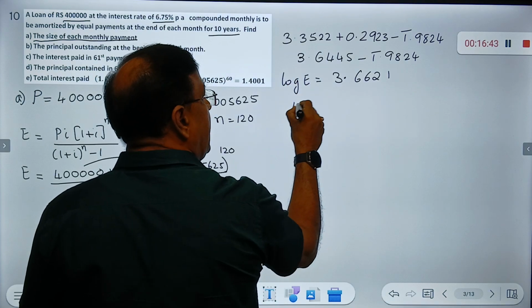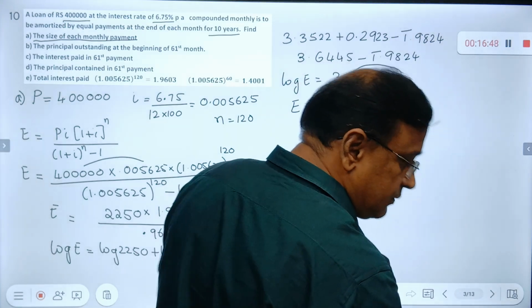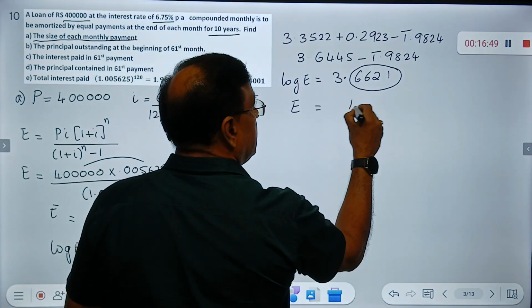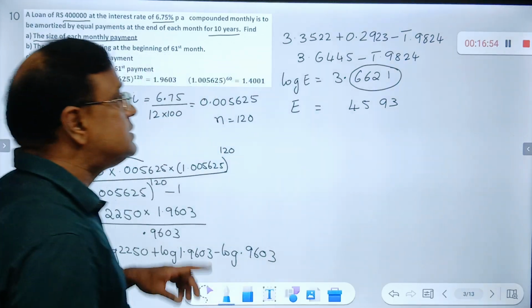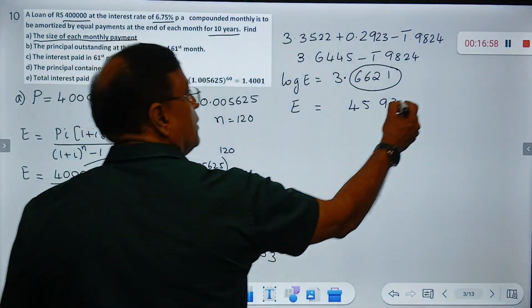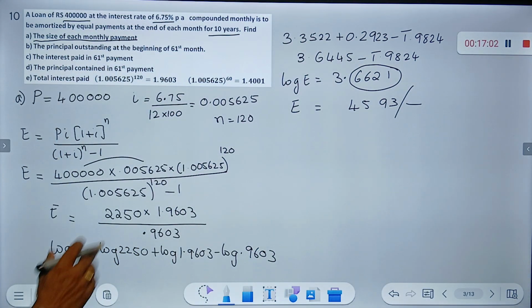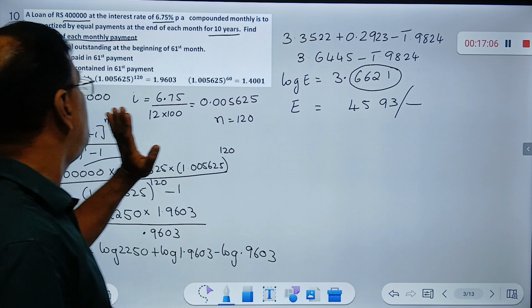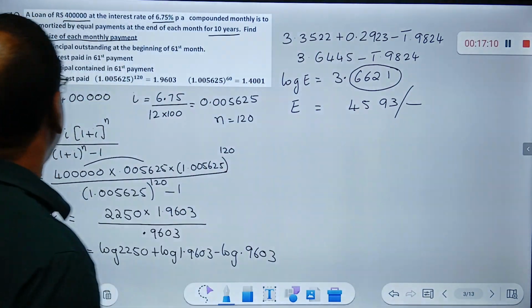So E will be anti-log. So look at the anti-log of 6621. Anti-log of 6621 is, I'm getting 4593. Since the characteristic is 3, it has to be a 4-digit number. So this will be your answer. I hope this statement is very clear. This is your first subdivision of the problem, which is not at all difficult. Okay. Now I will go to the second subdivision.